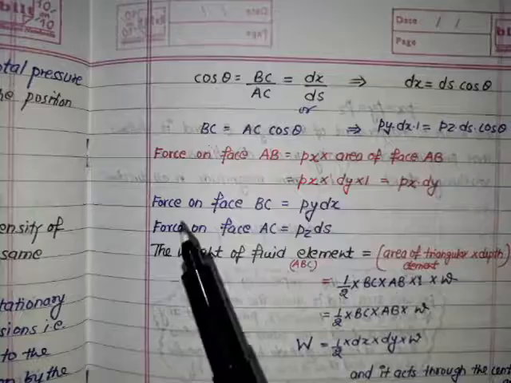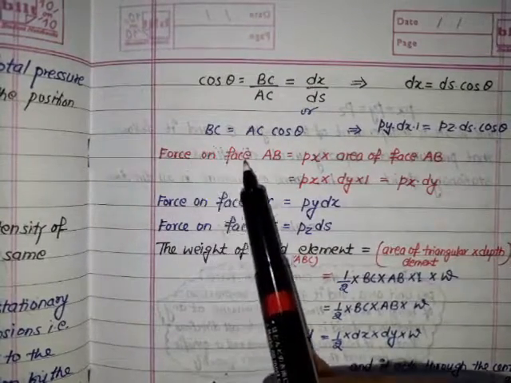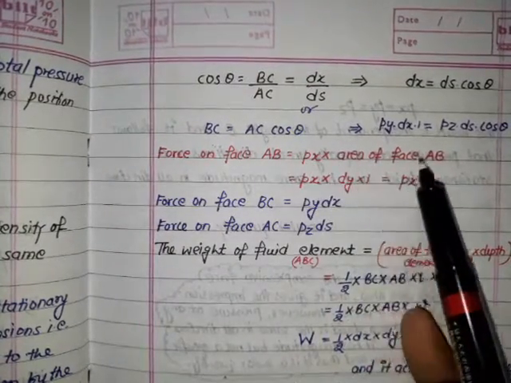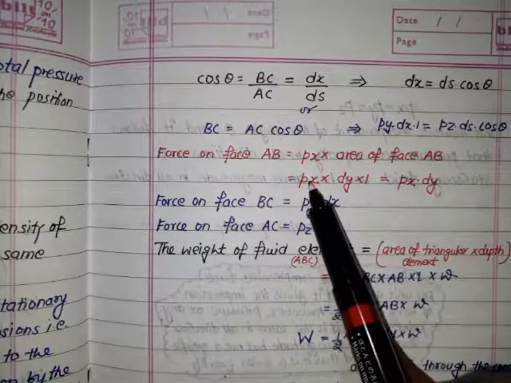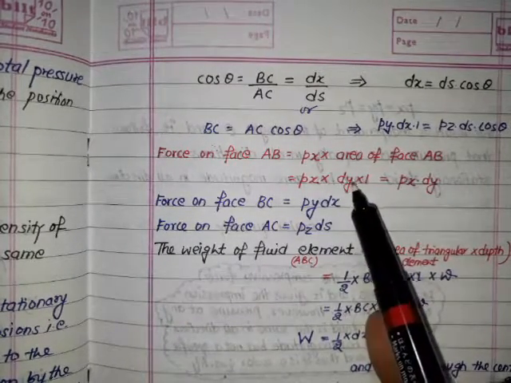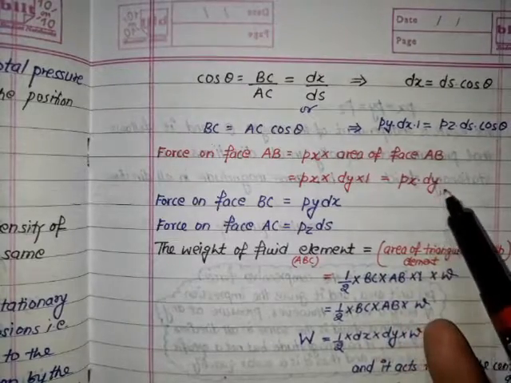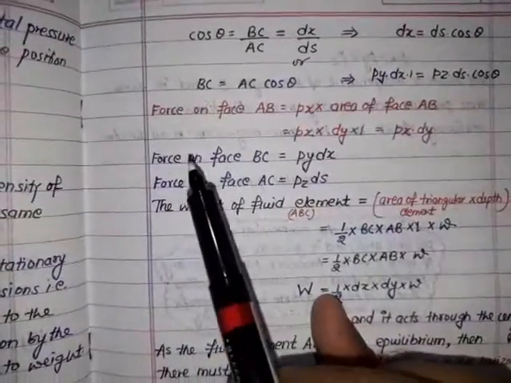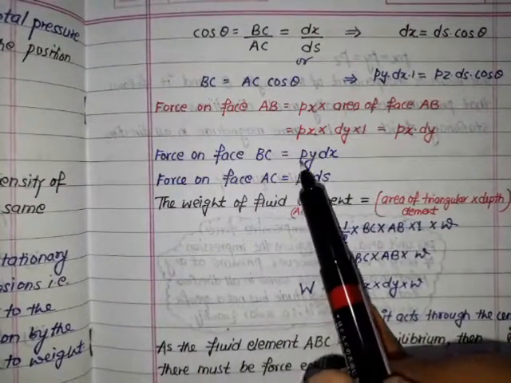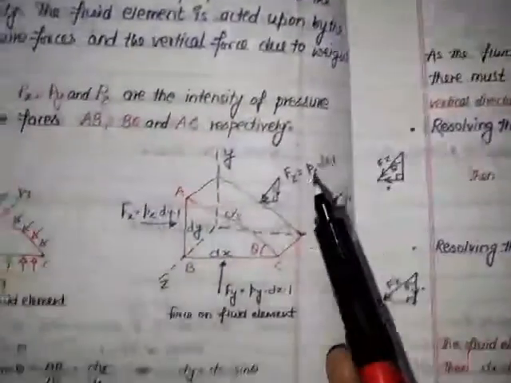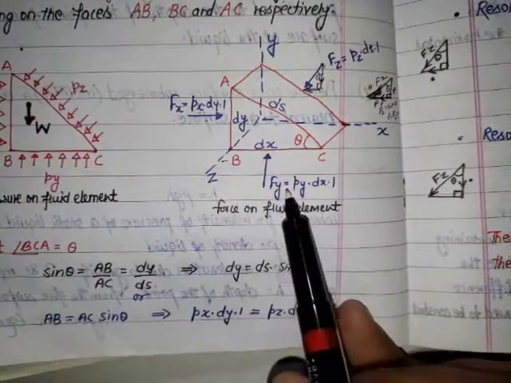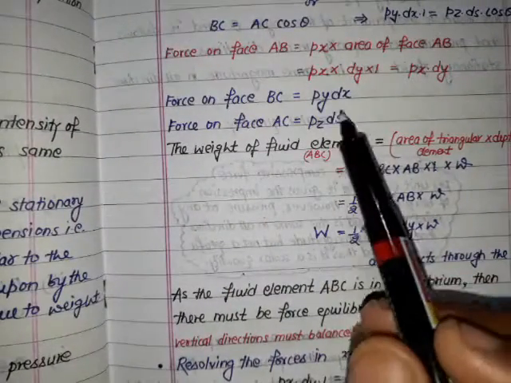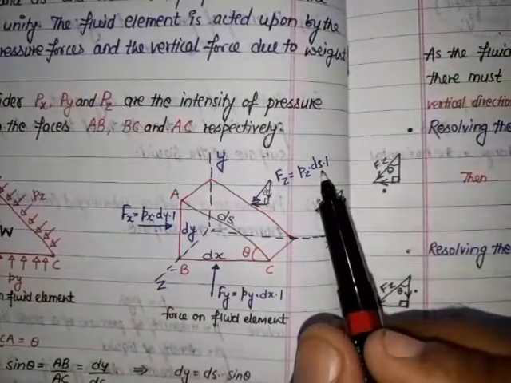So let me repeat: the force on face AB is Px into the area of face AB. Px is the normal pressure acting on the face AB, into the area, that is dy into 1. So that is Px into dy. Now the force on face BC, that is Fy, equals Py dx. And the force on AC is Pz into ds, as we already discussed.